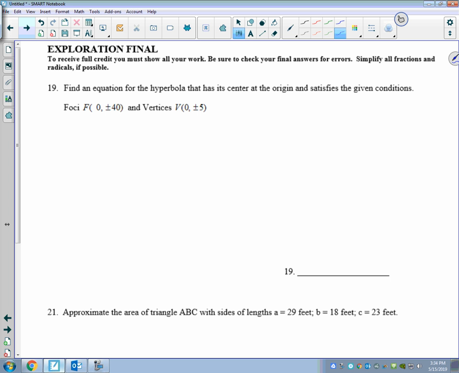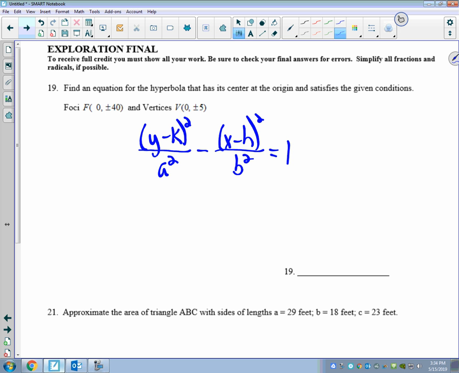Number 19 says, find an equation of a hyperbola that has a center at the origin and satisfies the given conditions. So since these are moving on the y, we know it's y minus k squared over a squared minus x minus h squared over b squared equals 1. And it actually says it's at the origin, so h and k are just 0, right? So it's just y squared minus x squared equals 1.